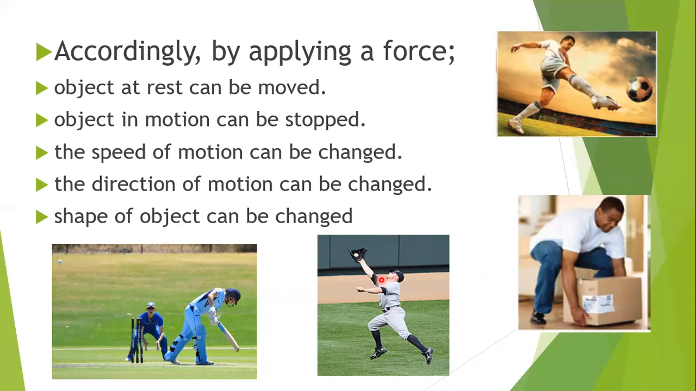The speed of motion can be changed and the direction of motion can be changed. Here is a cricketer. A cricketer can do both of these. Speed of motion can be changed and also the direction of motion can be changed. The shape of an object can be changed.